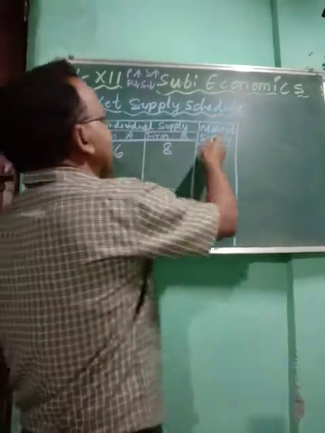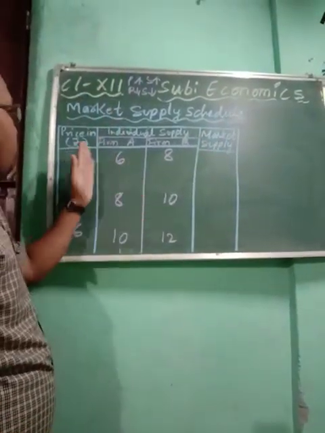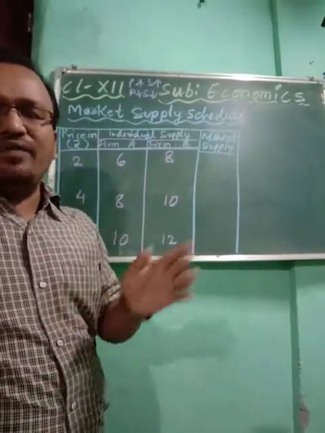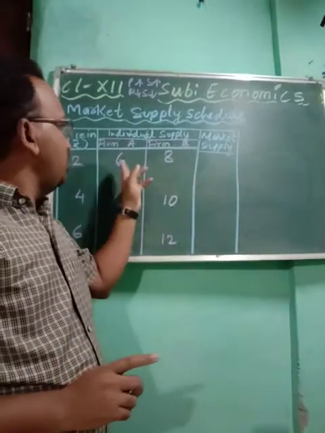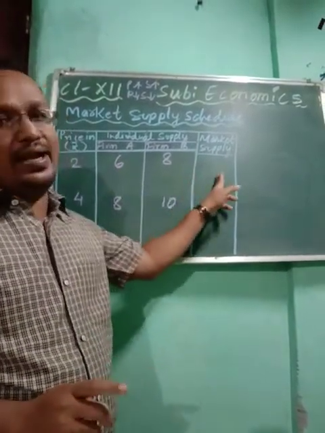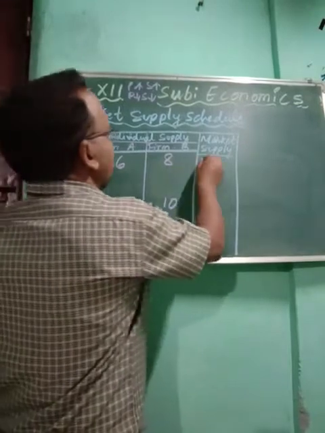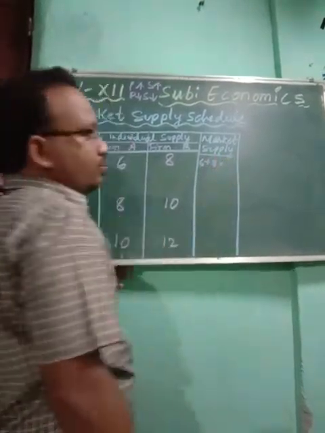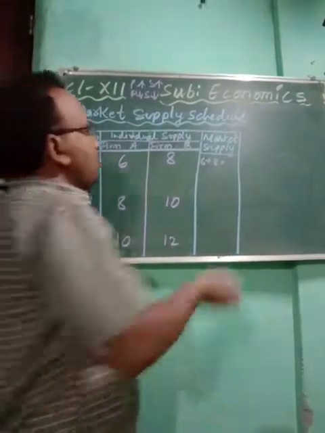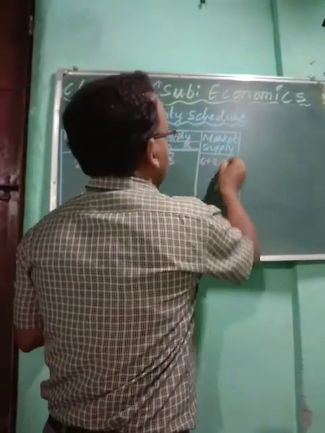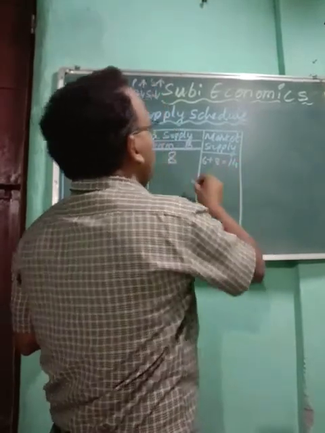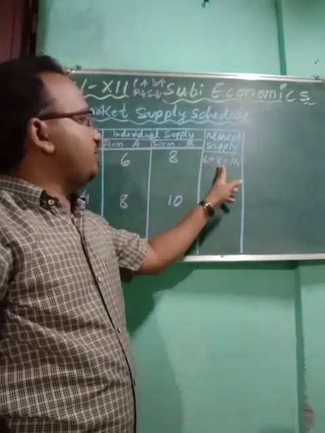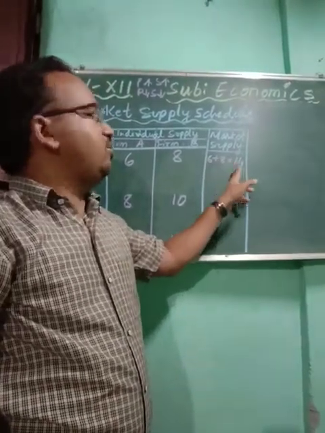Okay, now you are going to see market supply. In demand, we added the individual demand. Here you have to add the individual supply. So 6 plus 8, and 8 plus 6 is 14. You can directly add and write it down. For your convenience, I have written here 6 plus 8, that is equal to 14.